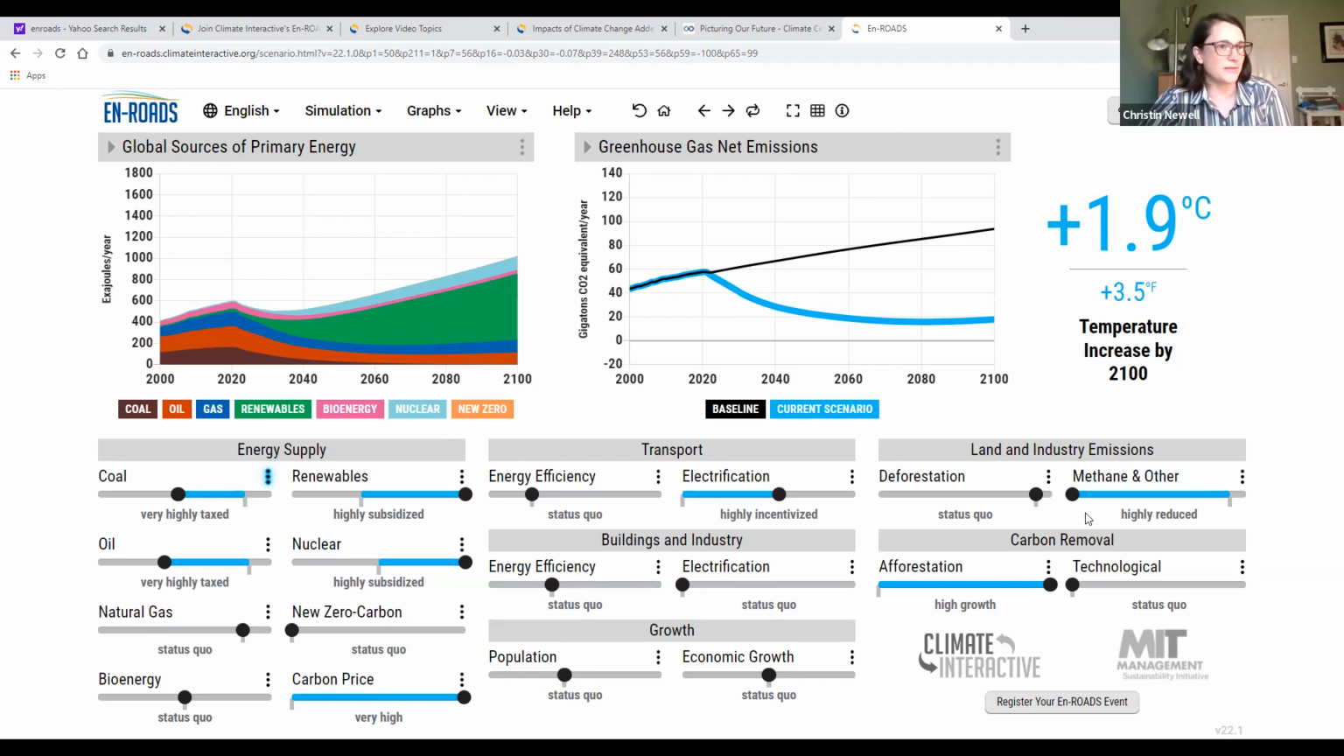Okay, so we got us down to 1.9 by 2100. That's pretty good. Do we want to check any of the other things, or do you want to look at the new features now?